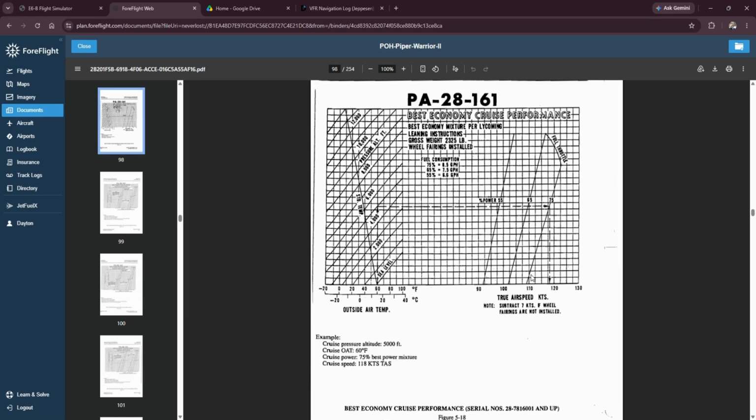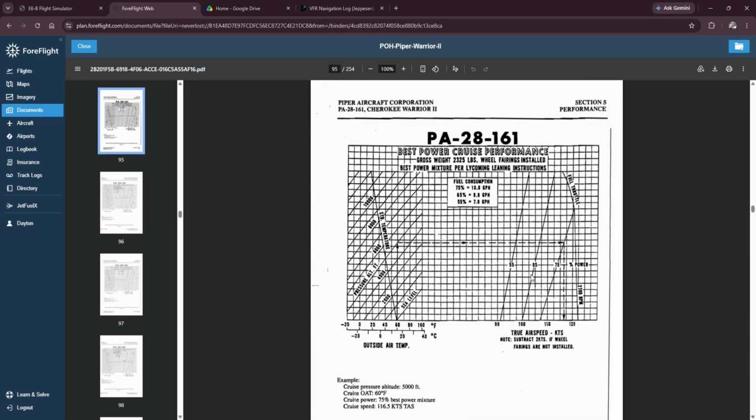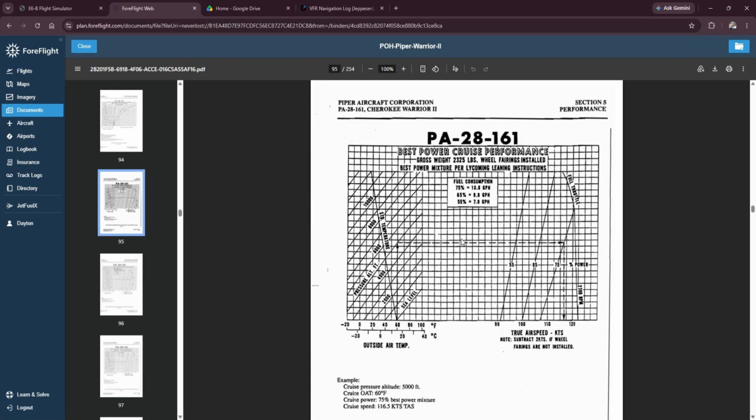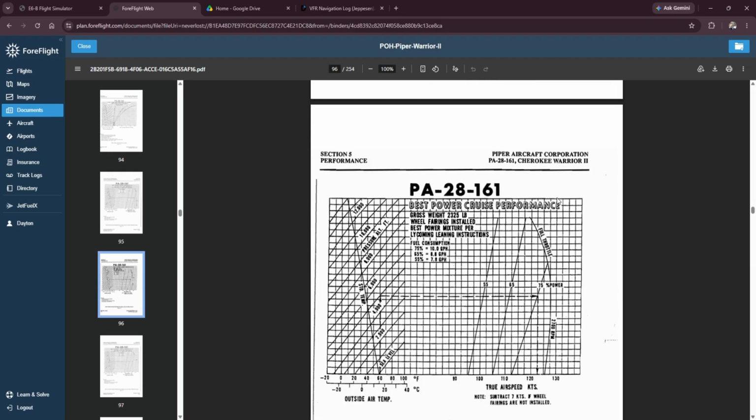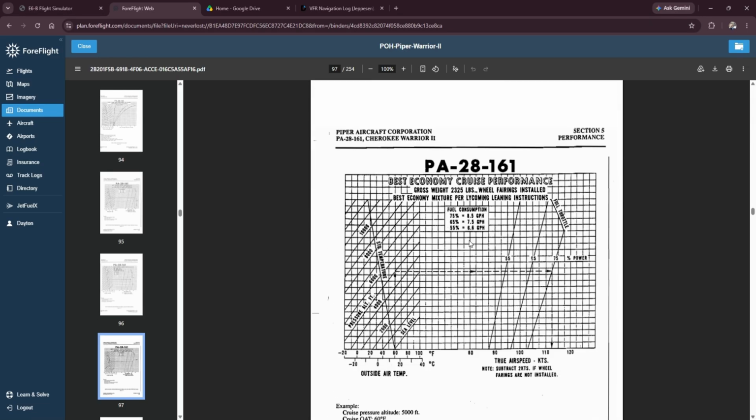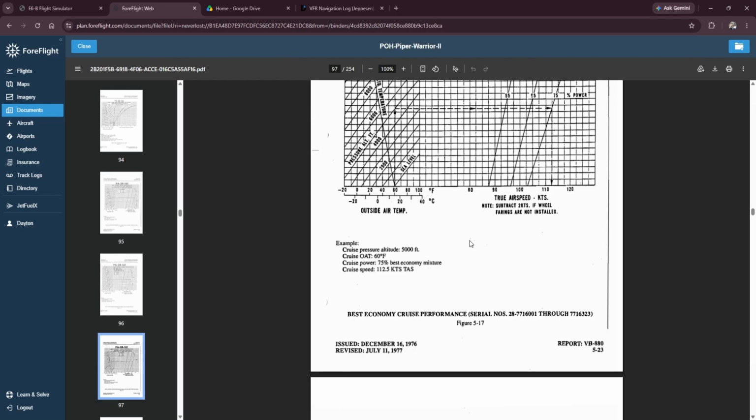And when we get to section 5, performance-wise, it goes in chronological order, right? So we need to figure out, here's time, field, distance, climb. We don't need that just yet. So we have best power cruise performance, right? And what we want is best economy cruise performance, right? Think about at altitude, we want to be getting our best fuel flow, best economy out of it.